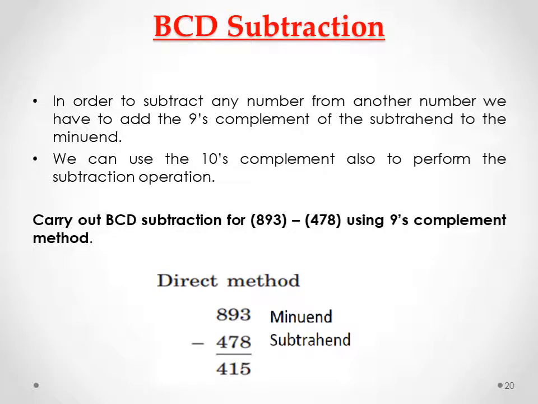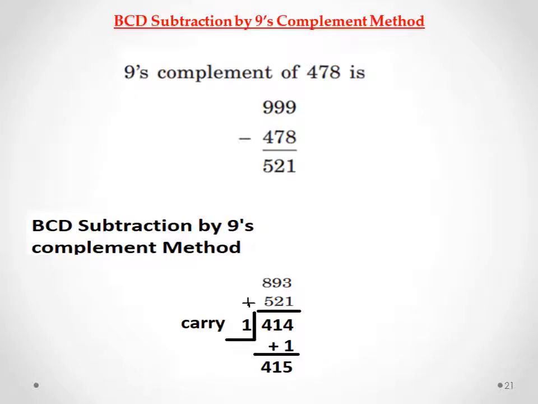BCD subtraction can be performed either by the 9's complement method or the 10's complement method. First, let's see an example of BCD subtraction using the 9's complement method. First, let's use the direct method. The minuend is 893 and the subtrahend is 478. With direct subtraction, the answer is 415.